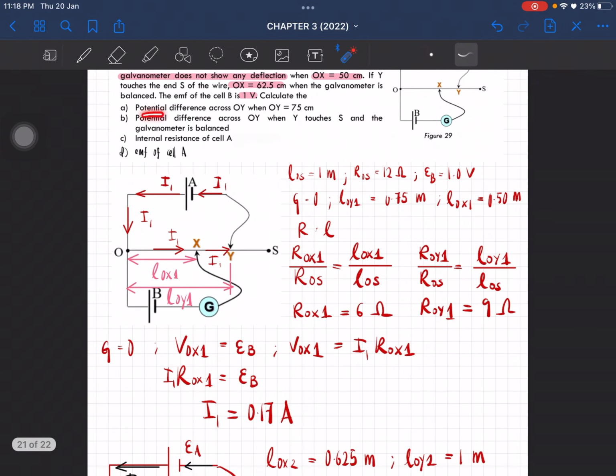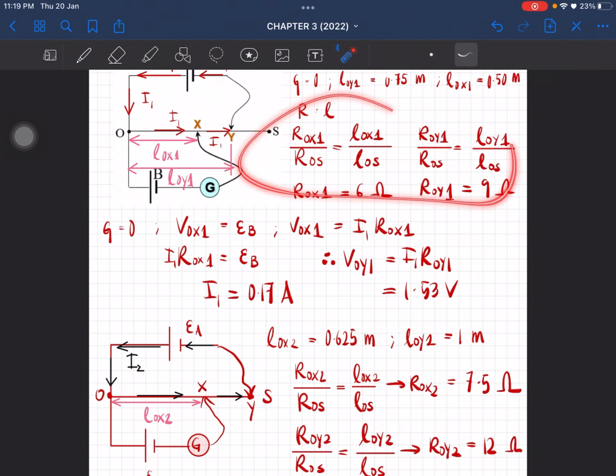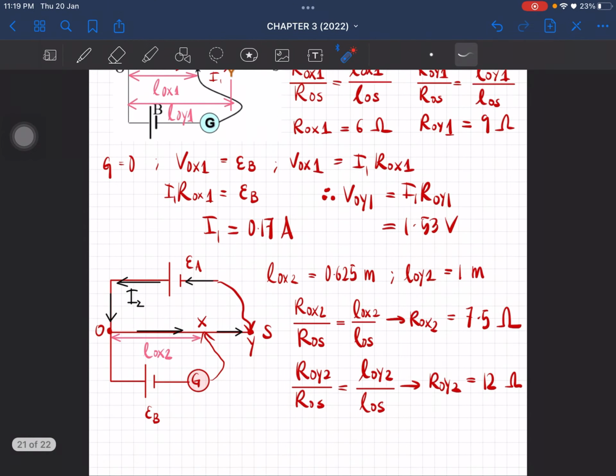So the potential difference across OY when OY is equal to 75 centimeters. So untuk this situation, I actually didn't answer the question. So dari sini kita patut jawab terus ditulis VOY1 is equal to I1 ROY1. So it's going to be equal to 1.53 volt. Okay, so what we are doing is we are trying to find the value of the current. Baru kita boleh cari the voltage across point O to Y. Okay, so kita dapat 1.53 volt.